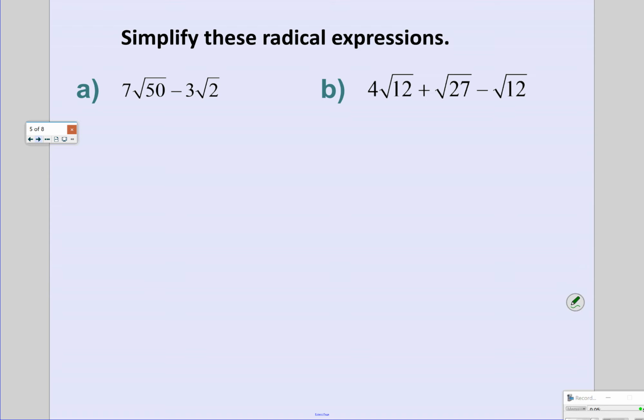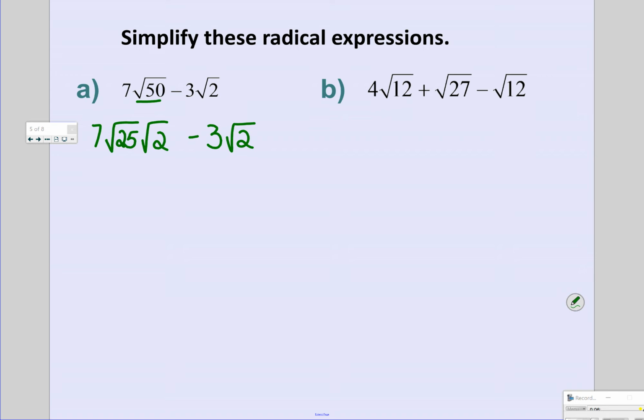Okay, let's resume. At this point, hopefully you have answers for letter A and letter B. Let's check it. 7 square root of 50 minus 3 square root of 2. These cannot be subtracted, but square root of 50 can be simplified. So let's take some steps to do that. That's the same thing as 7 times the square root of 25 times the square root of 2. And I'll carry down the minus 3 square root of 2.